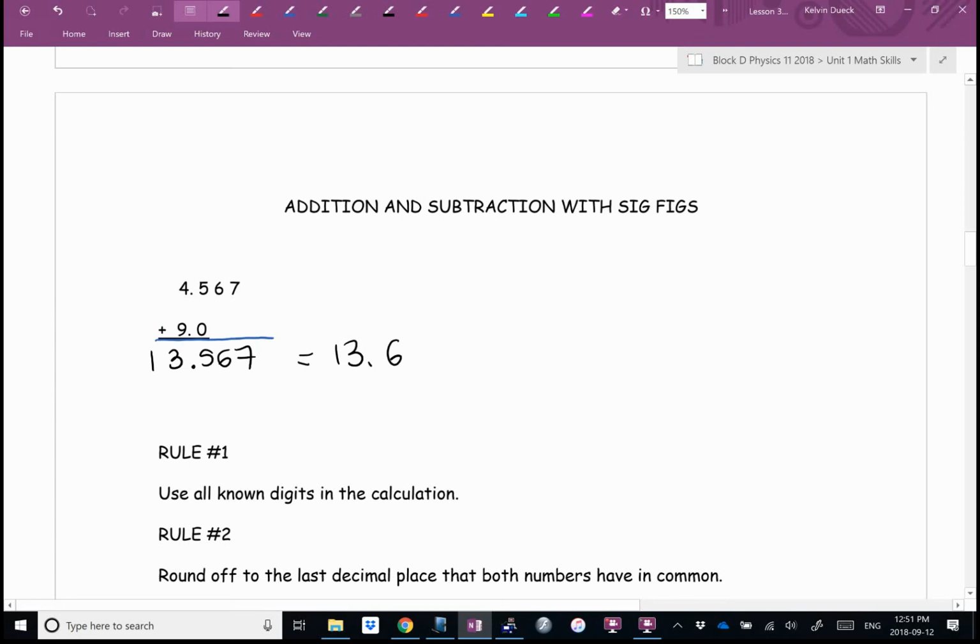3. And you'll notice no 3 sig figs anywhere here. It's 4 sig figs and 2 sig figs. It's not to do with sig figs when you're adding and subtracting. It's what columns do you have filled in? That's where you round off to the final column that you know everything. The last decimal place that everything has in common.